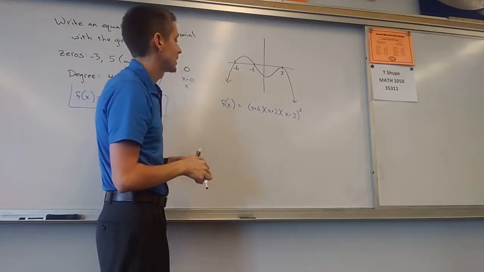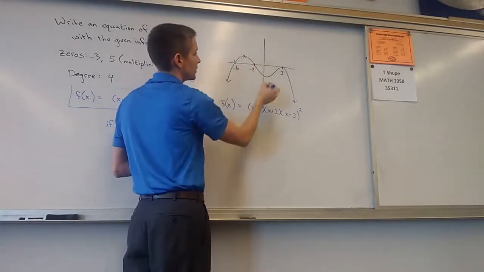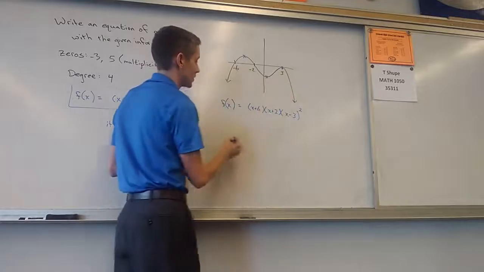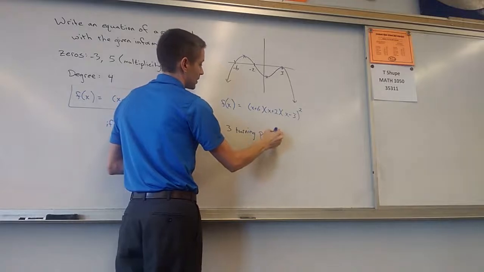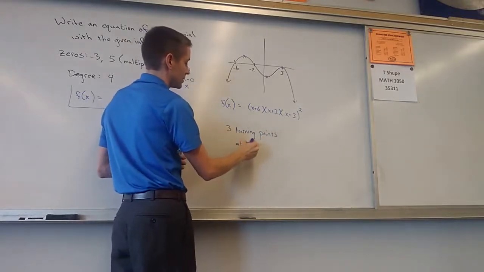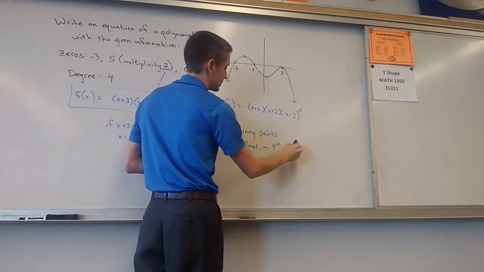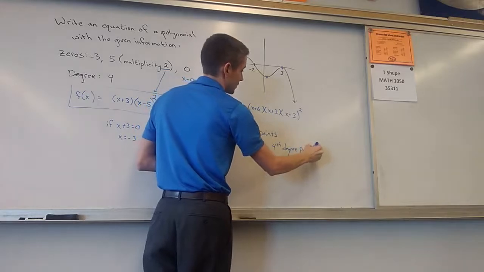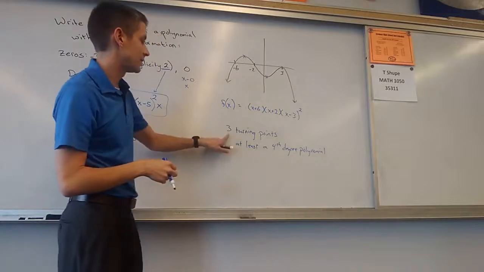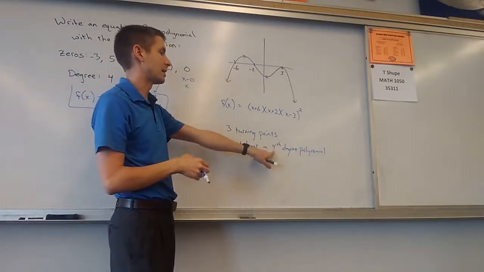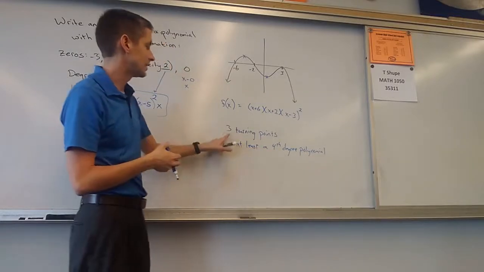Now, the last thing I want to look at is how many turning points do I have and what's the end behavior. So right here, I've got 1 turning point, 2 turning points, and 3 turning points. So 3 turning points means I need to be at least a 4th degree polynomial. No matter how many turning points I have, the degree of the polynomial needs to be at least 1 bigger than that. Or I could think about it the other way. If I knew the function was a 4th degree polynomial, it has at least 3 turning points. Well, let's make sure that this is a 4th degree polynomial or more.